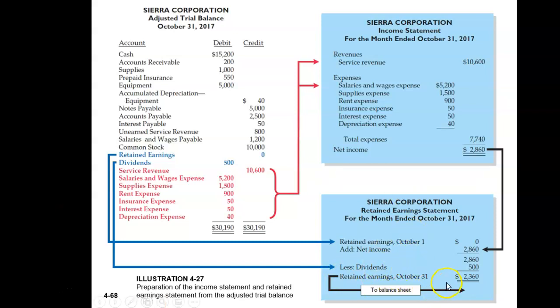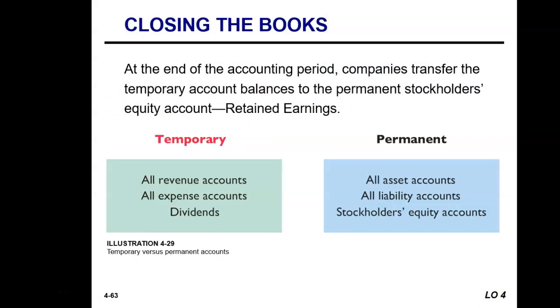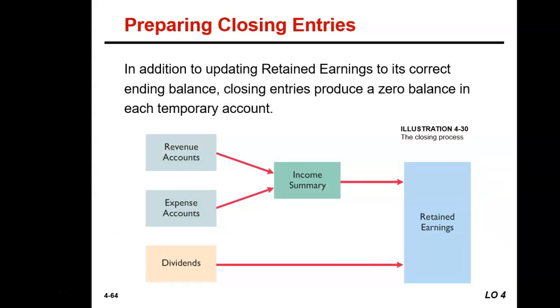So we know already that amount should be this 2,360 once you're done with the closing entry process. So back to the closing entry process. It is a 4-step process. We're going to close out our revenue accounts and our expense accounts to an account called the income summary account. We'll then close out the income summary account and dividends to retained earnings. So again, it is a 4-step process.